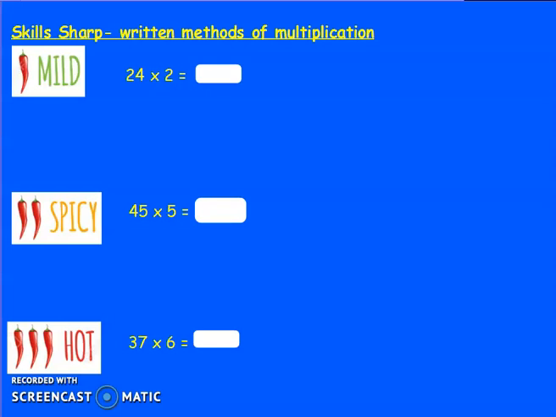Welcome back. Have you worked this out using a written method of multiplication? I'm looking forward to seeing these in your homework books.